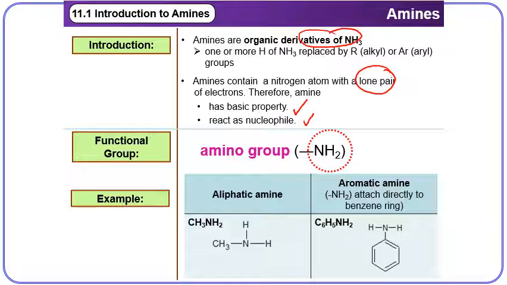So the functional group for the amine is this amino group, NH2. Basically, you will see one nitrogen bonded with another 3 bonds. There are two types of amine: one is aliphatic amine and the other is aromatic amine. For the aromatic amine, the nitrogen will attach directly to the benzene ring.